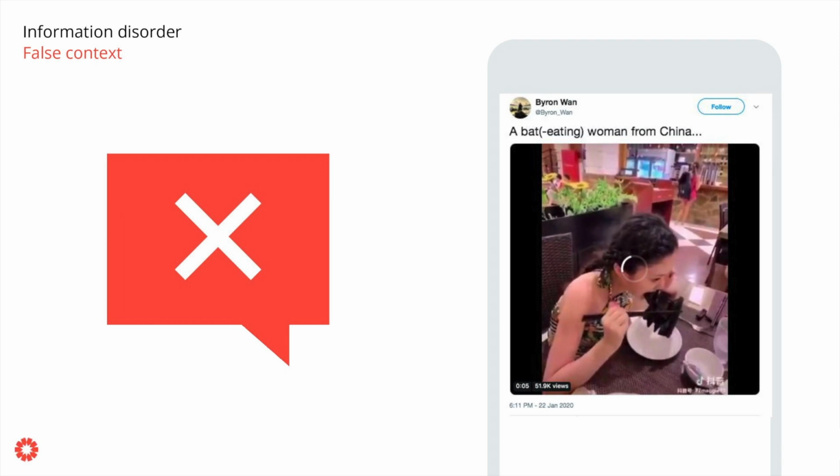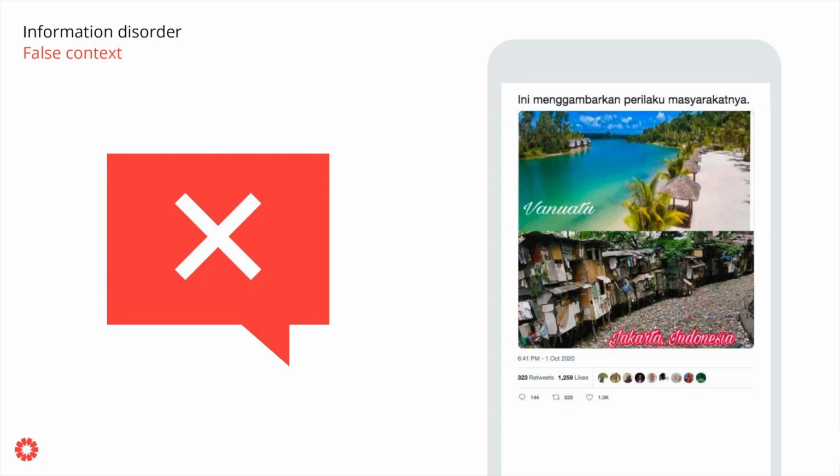A video of a woman eating bat soup falsely claimed to show a Chinese influencer who started the pandemic. However, the woman said the video was taken in 2016 when she was visiting Palau in Micronesia. And here's another example. The caption on these 2 photos reads, "This describes the behavior of people," and tries to compare rivers in Vanuatu and Indonesia. However, the top photo of Vanuatu is actually a resort, and the bottom photo is from the Philippines capital, Manila.